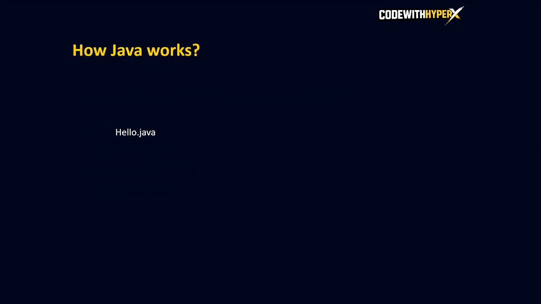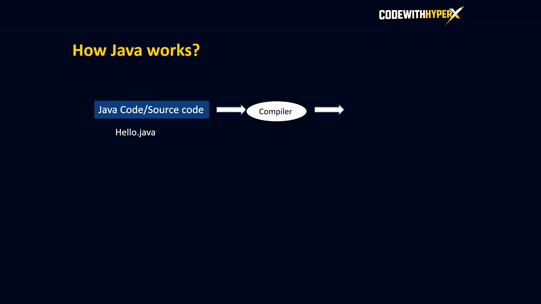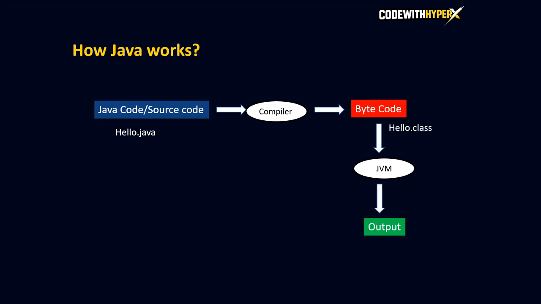Let's see how Java works internally. First, we will write the Java code in human-readable format. After that, the compiler comes into the picture. The compiler compiles the source code into bytecode. Bytecode is machine-understandable code. Then the JVM takes this code and runs it, and finally we get the output. The source code is a .java extension file, and the bytecode is a .class file.